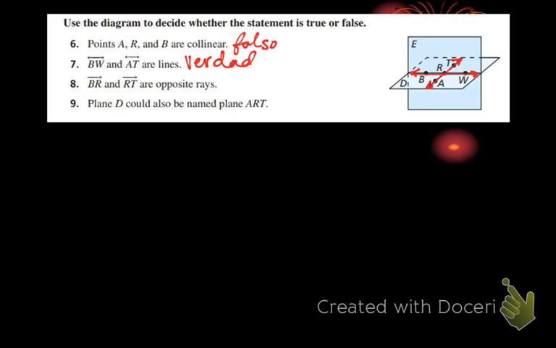BR and RT are opposite rays. So I can already tell you that they're not opposite rays. Can anybody see why? They aren't across from each other. They're not on the same line. They don't have the same endpoint. That's what I was mostly thinking of.